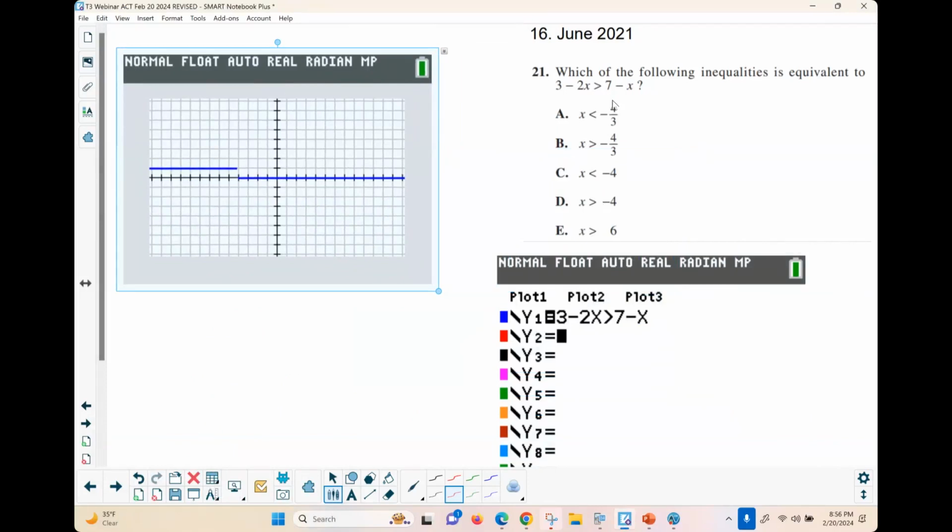So what I'm using is what's called Boolean algebra. When something is true, it has the value 1. So it has the value 1 right here. It has the value 0 when it's false. So it starts at -4. X is strictly less than -4. So my answer is C.